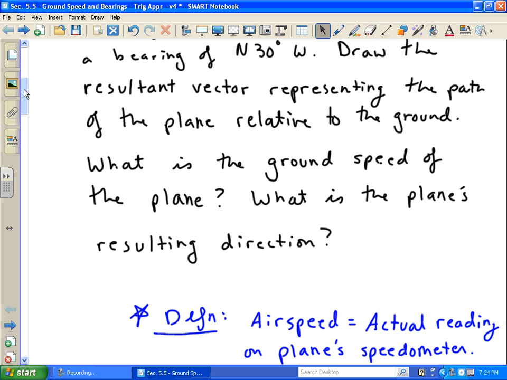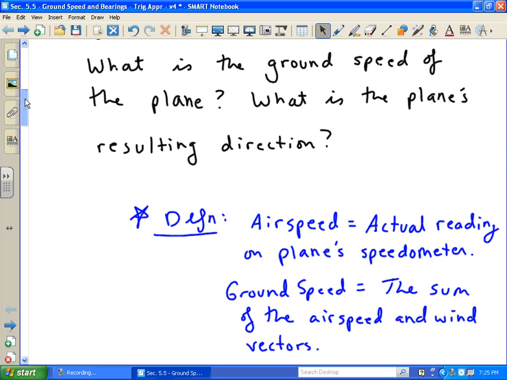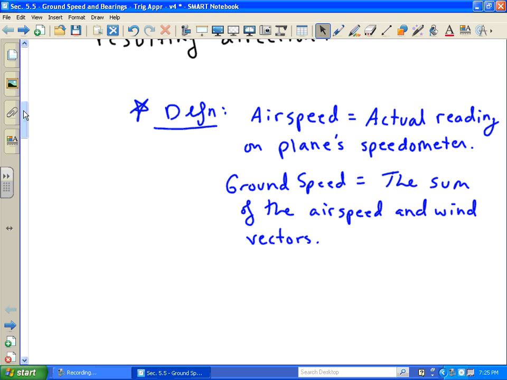Okay, first of all, a little bit of clarification as far as terminology. Airspeed, that's the actual reading on the plane speedometer. Ground speed is the sum of the airspeed and the wind vectors. In other words, the airplane speedometer might say that it's flying 540 kilometers per hour, but having a wind is going to affect the plane's ground speed.